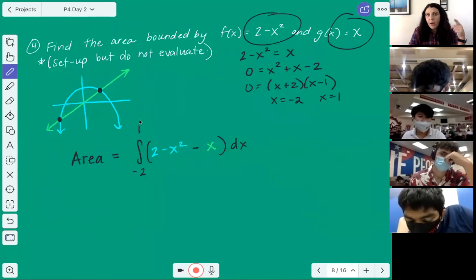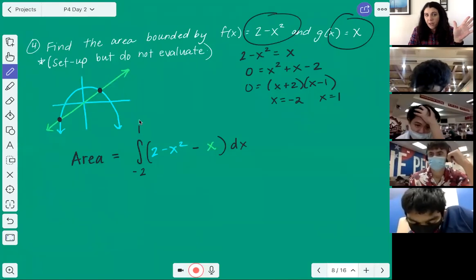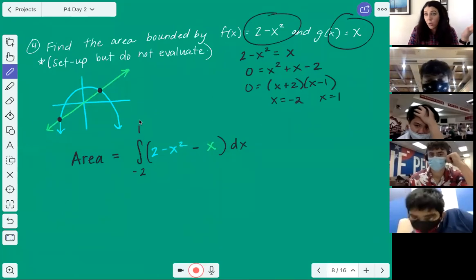Okay. Now from here, we only have 8 minutes left. So I am going to say we're going to stop at this point because it said set up, but do not evaluate. Hopefully you know how to actually solve this integral. This would be a no calculator question.